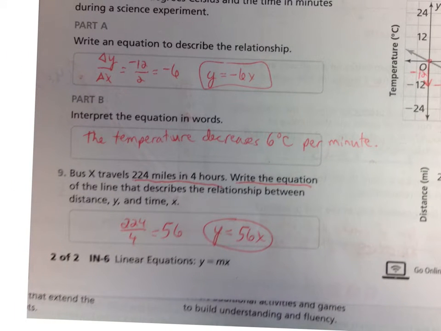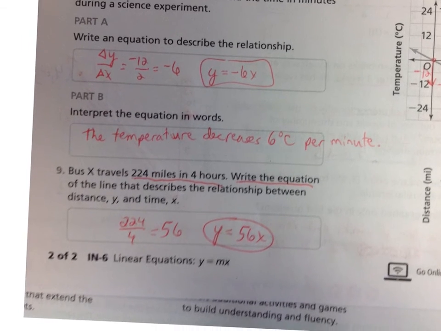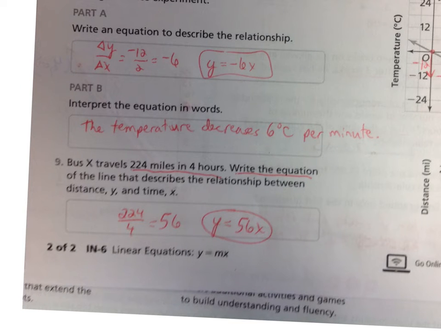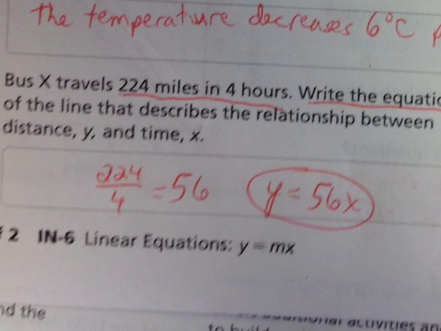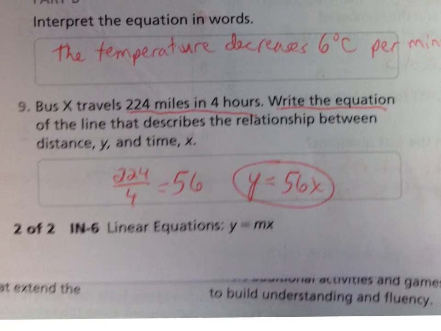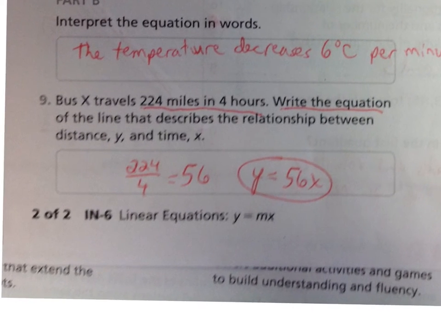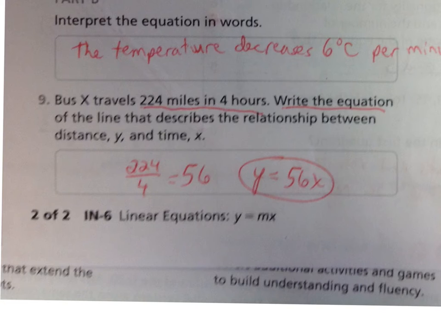And number 9, the bus is traveling 224 miles in 4 hours. They want us to write an equation that describes the relationship between the distance y and the time x. We're going to just have to assume this is proportional, otherwise we wouldn't be able to do this. So if it's proportional, we could just take 224 divided by 4, which is 56. So that's telling us it's going 56 miles per hour. And so our equation then would be y equals 56x.